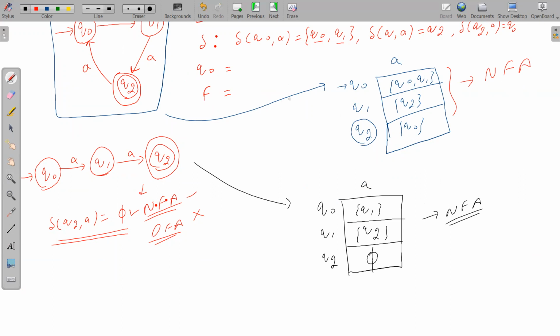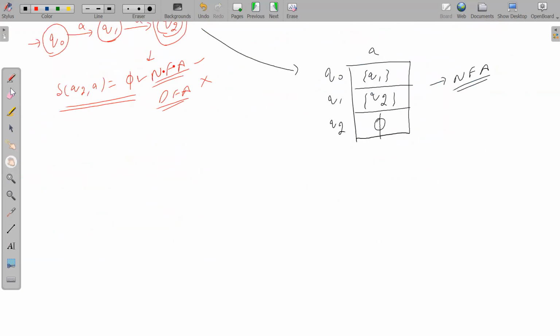Now you should remember one basic thing: every DFA is an NFA, but vice versa is not true.